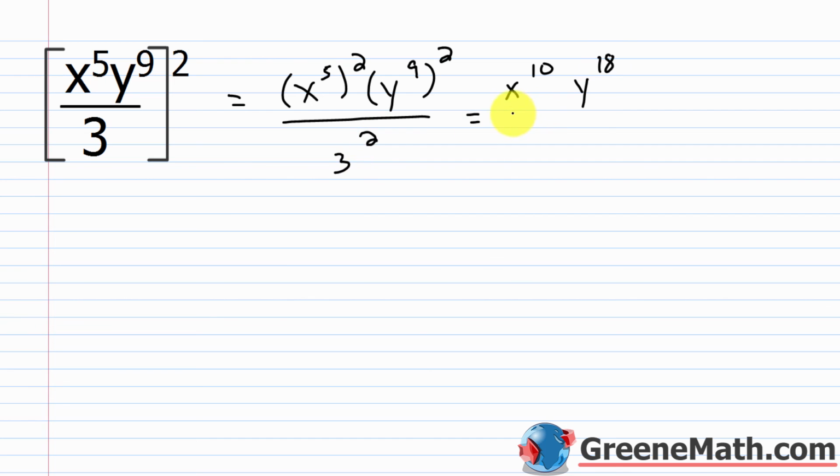Then 3 squared, I can keep it as 3 squared, or I can write 9. Your teacher may prefer you to write 9. If I'm in a chapter or a section where I'm talking about exponents, I might leave it as 3 squared, just to show that I have 3 raised to the second power. But any way you write it, you have x to the 10th power, y to the 18th, over 9.